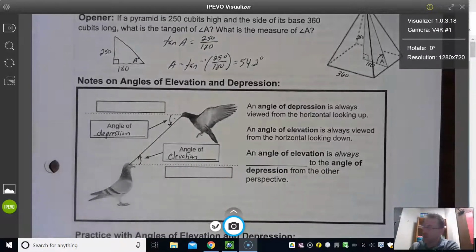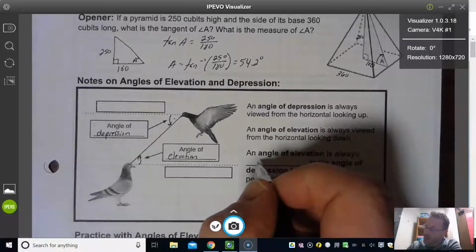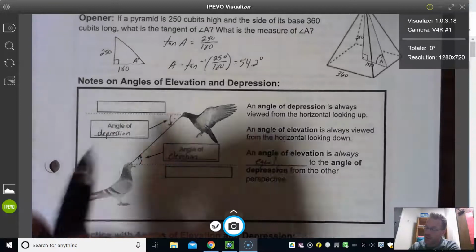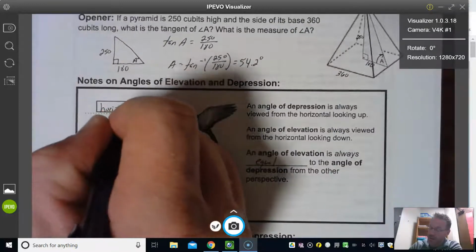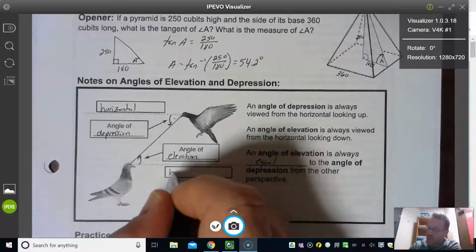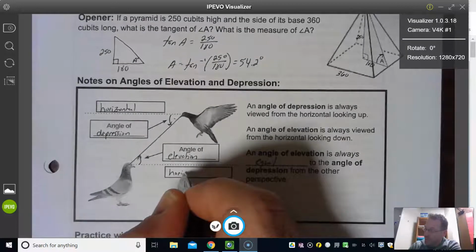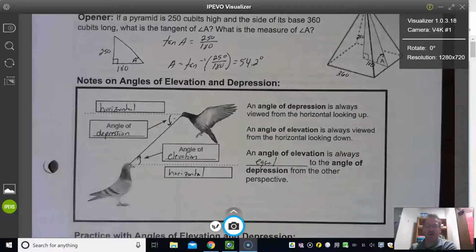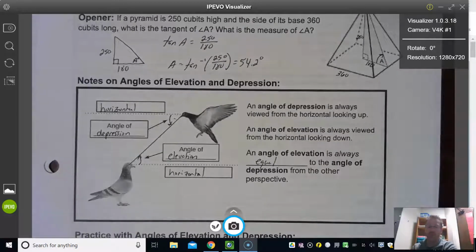So the angle of elevation is always equal to the angle of depression from the other perspective. You always have to have your horizontal. So just remember horizontal. I spelled it right the first time, but struggled the second time. That's very important. That's always the angle formed from the horizontal.